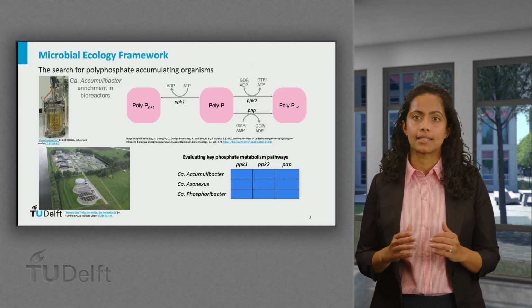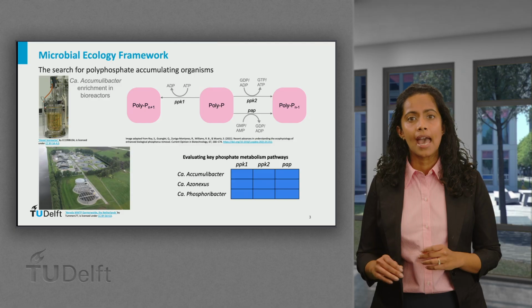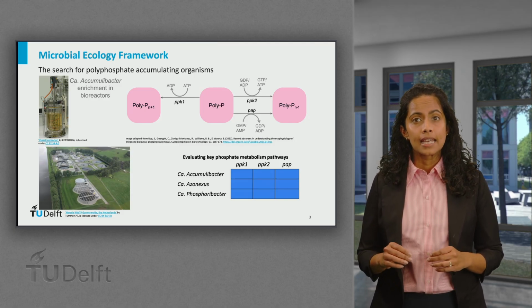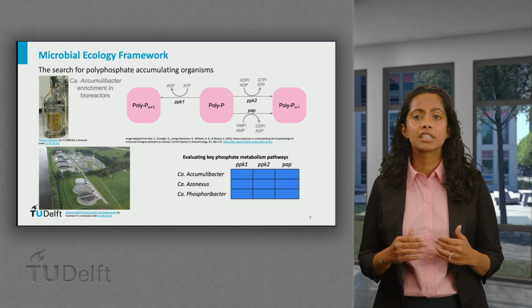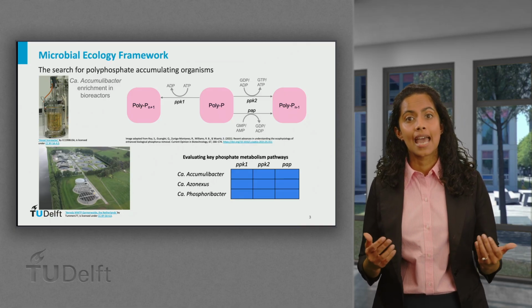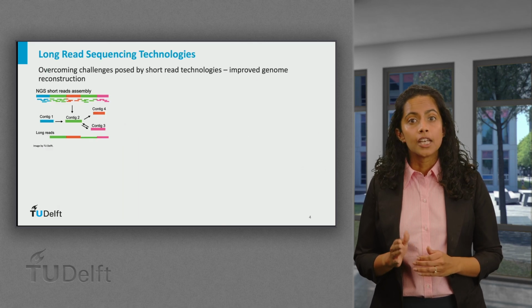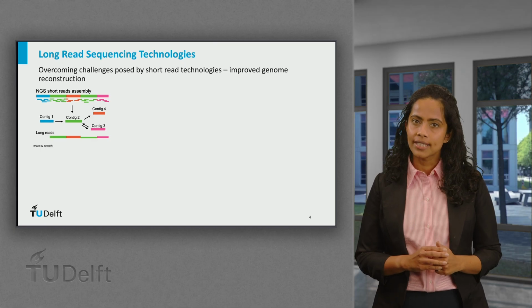The information generated regarding polyphosphate synthesis and degradation has also helped us identify other key organisms where this complete set of enzymes exists, namely Candidatus Ozonexis and Candidatus Phosphoribacter. This is a prime example of how genomic sequencing has become a cornerstone for exploring microbial communities and their potential functions. However, the short-read technologies that we have discussed so far have some limitations.